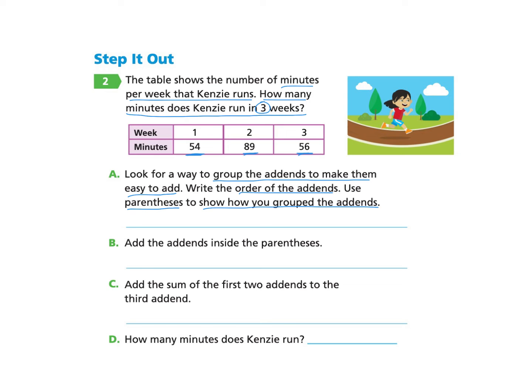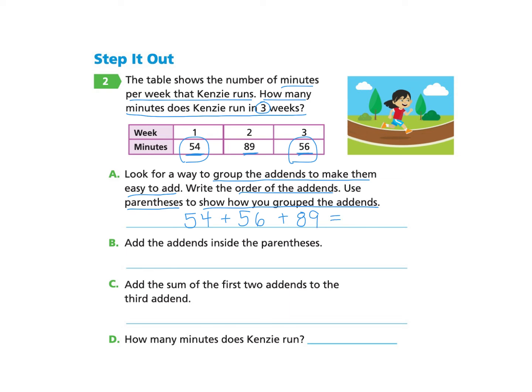When I look at the numbers 54, 89, and 56, I find that 54 and 56 are more friendly to me because I can kind of think of them as 50 and 50, which I know makes 100. So I'm going to probably add those ones together to make it easier for myself. So I'm going to put 54 plus 56. And I would say I would add those first, and then I would add the 89 to find the total minutes that Kenzie ran.